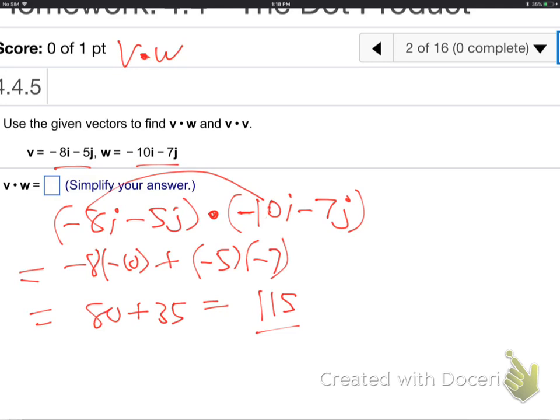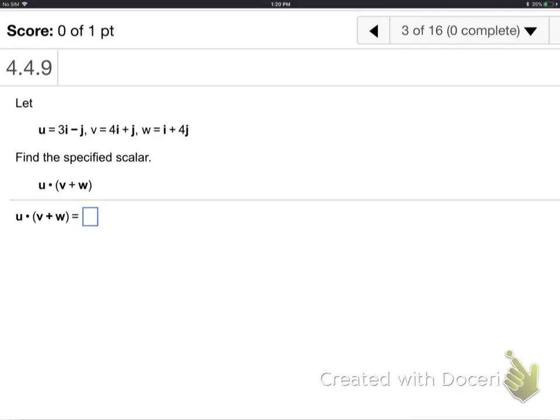Would those answers ever come out negative? Yeah, they could. They could come out negative, yep. And then they want you to dot V with it. We're good enough. I'm going to move on to another question if you're all good with them. So, can you do this one? They want me to take vector U and dot it with vectors V plus W.